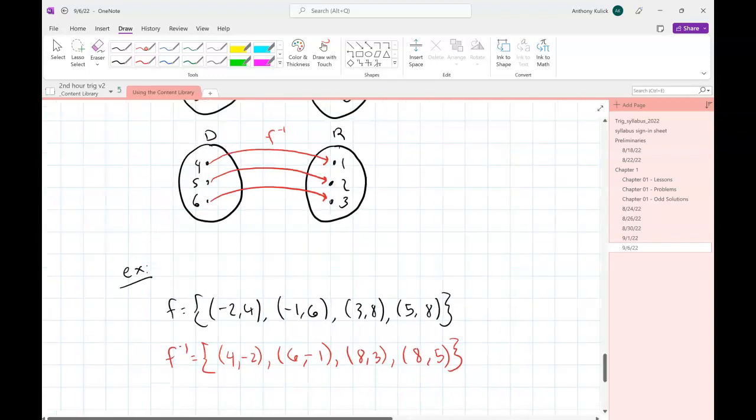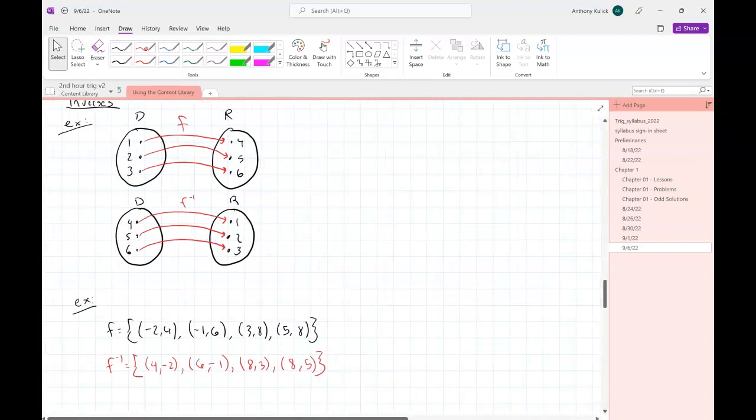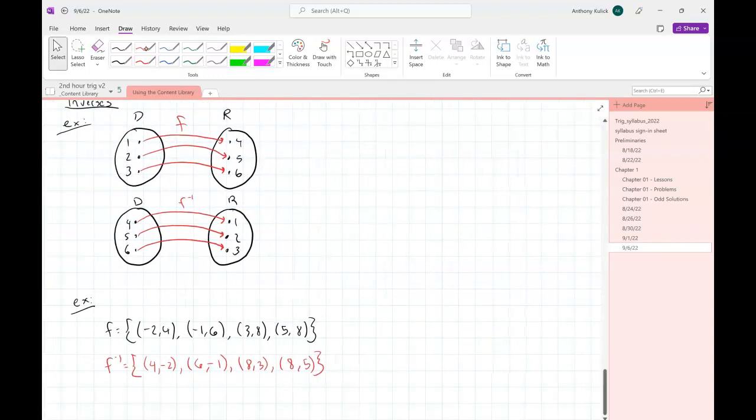If I go back and look at these two examples here, does anybody notice anything different about them, other than obviously one is a mapping diagram and one is a set of ordered pairs? Okay, well, let me ask you this. If I look at f inverse in my first example, is that a function? Yeah, right? All the x's are used and they all go to exactly one place.